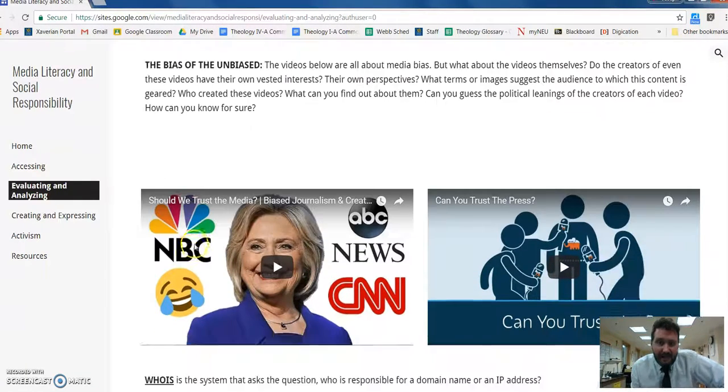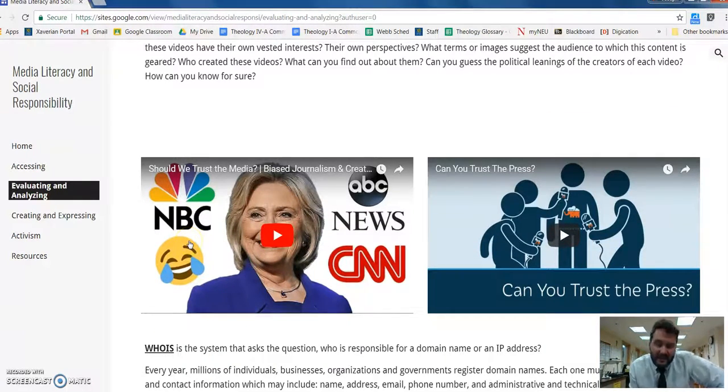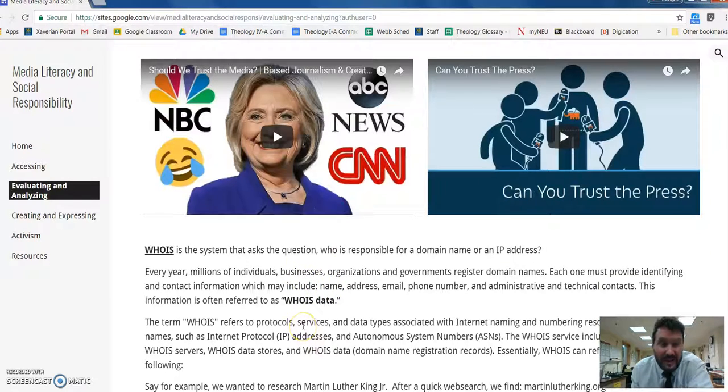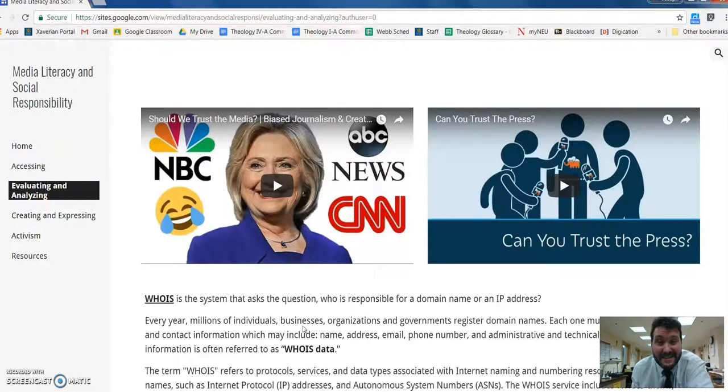So with that in mind, students will have a discussion with their classmates, and then they will view these two videos here, both of which claim to be talking about the trustworthiness of the press. However, each represents one of the major political parties' perspective on that particular topic. So students will be considering how even videos talking about bias can be biased, or at least reflect a certain perspective.